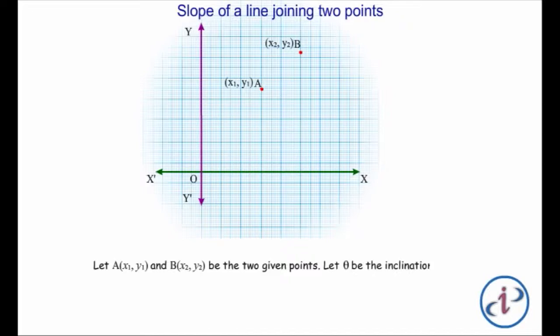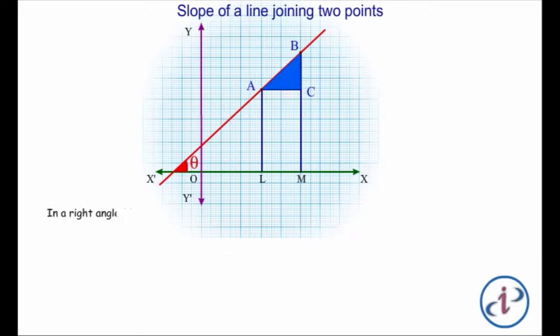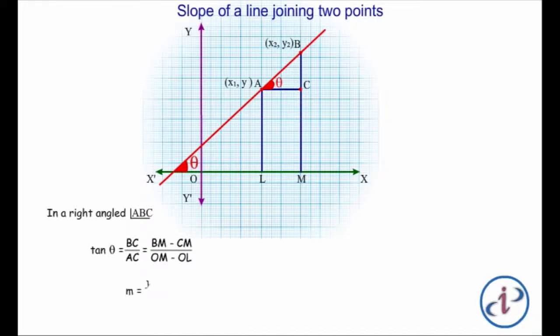Let theta be the inclination of the line AB with the positive direction of the x-axis. Let us now draw horizontal and vertical lines parallel to the x-axis and y-axis through A and B respectively, that intersect at C. From the right angle triangle ABC, tan theta is equal to BC divided by AC. We find that BC is nothing but BM minus CM and AC is equal to OM minus OL. Substituting the coordinates of A and B, we have slope m equal to (y2 minus y1) divided by (x2 minus x1). The slope m can also be rewritten as (y1 minus y2) divided by (x1 minus x2).